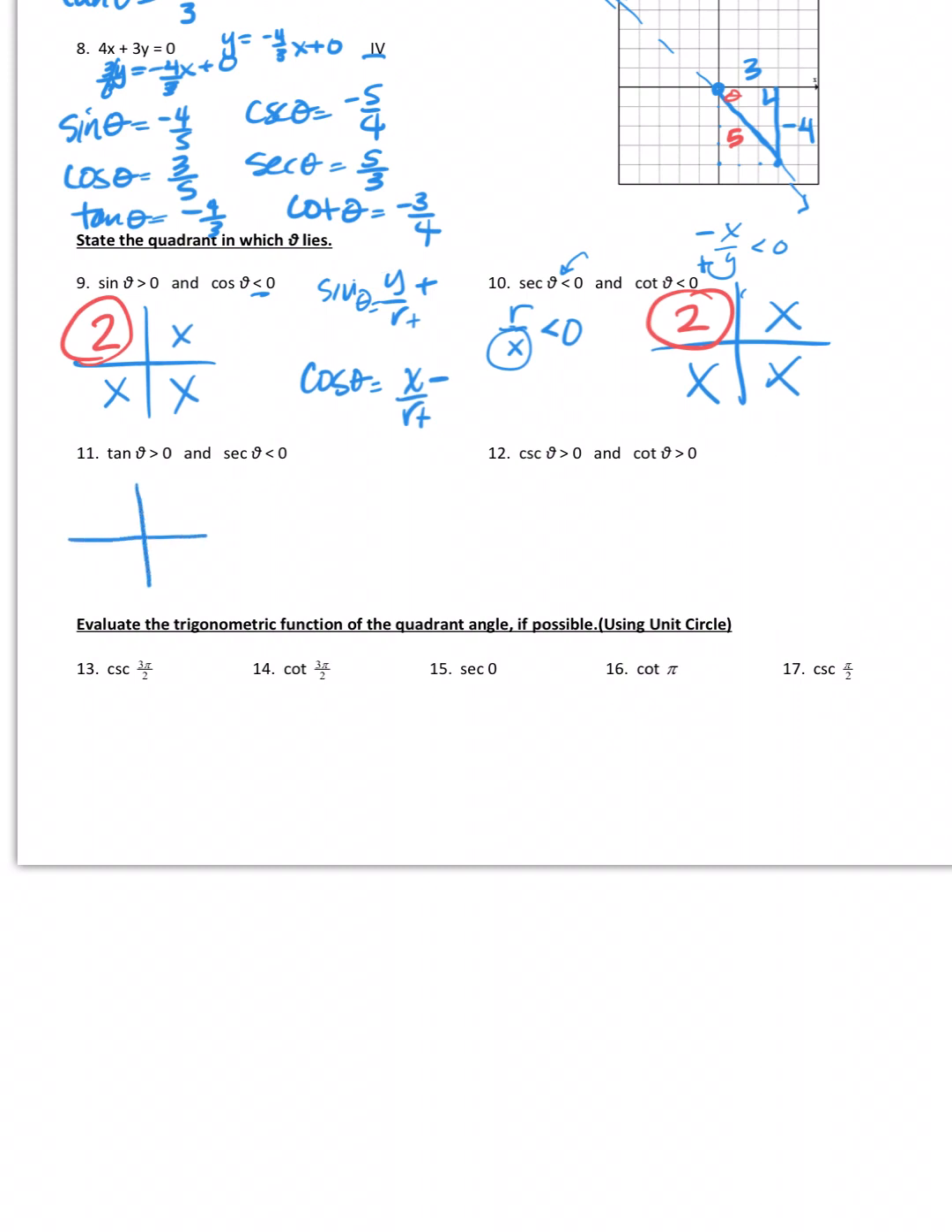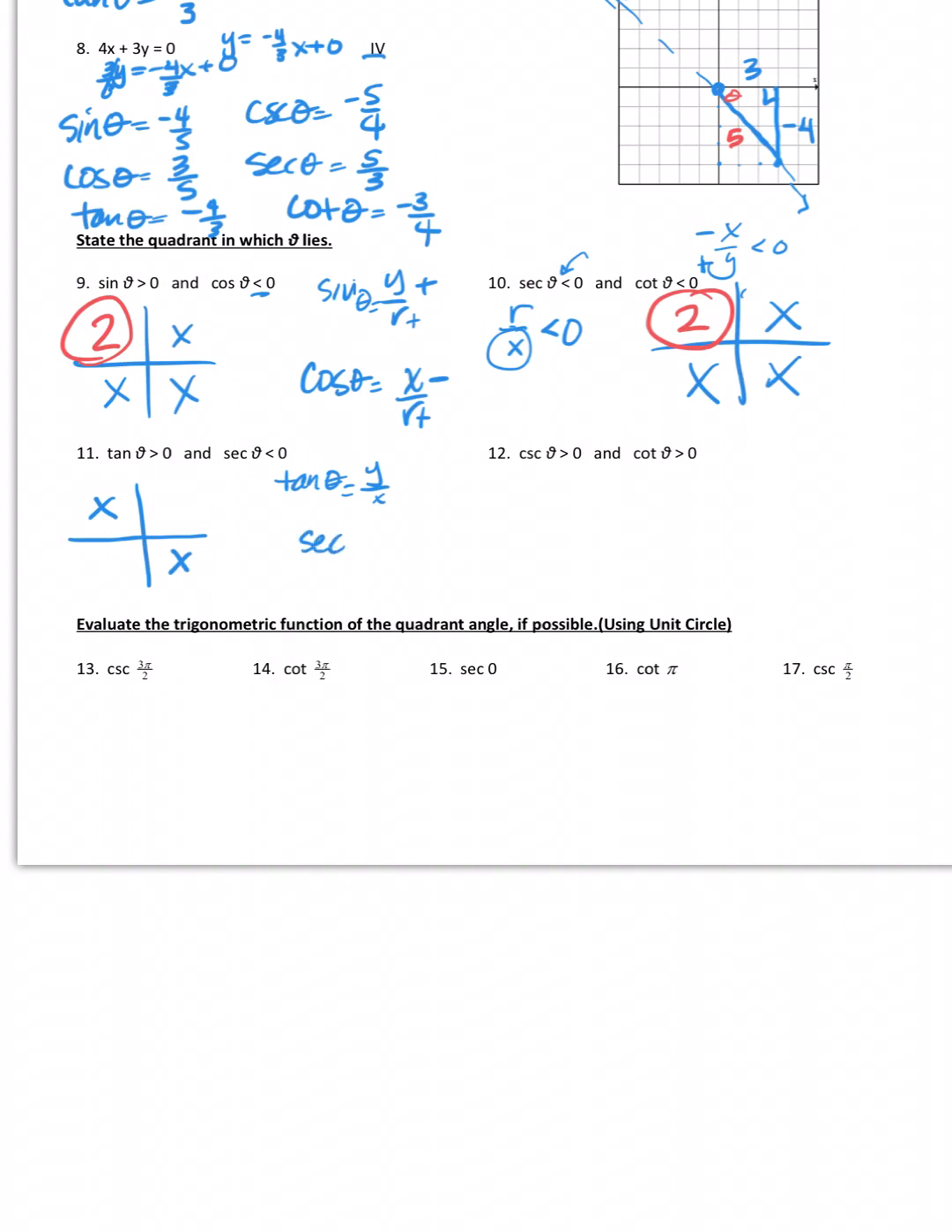Okay, look at this one. Let's think. Tangent of theta is y over x, right? It's greater than 0, so that means they have to be the same sign to be positive, don't they? So where are x and y the same sign? Well, that's in quadrant 4 and quadrant 3, so this eliminates 2 and 4.